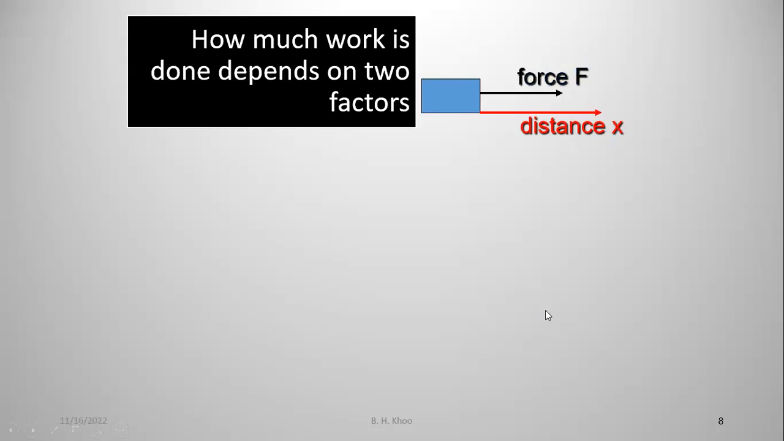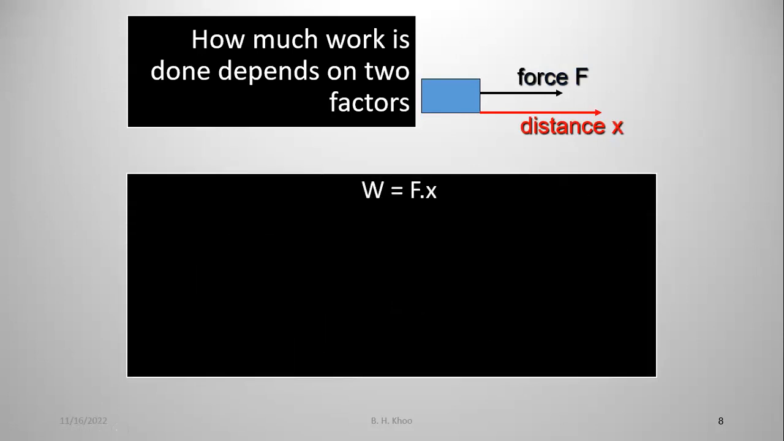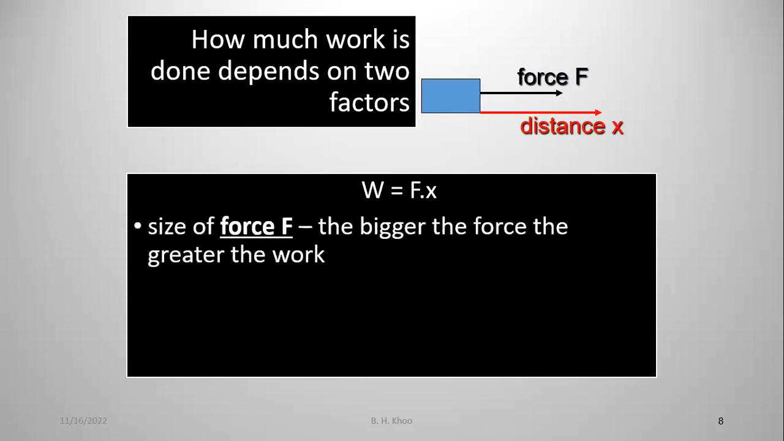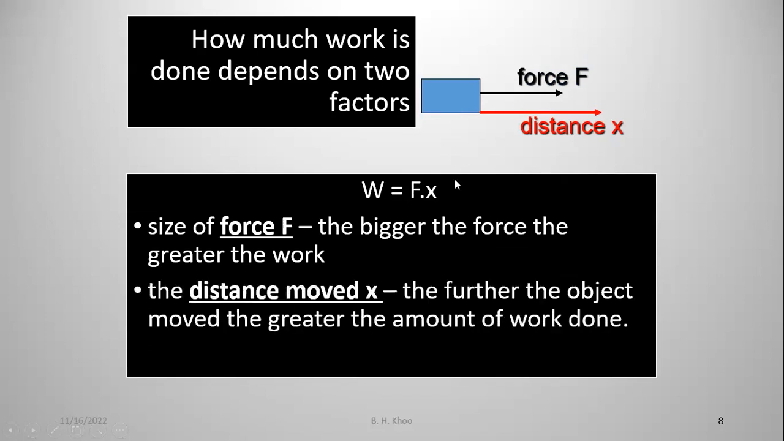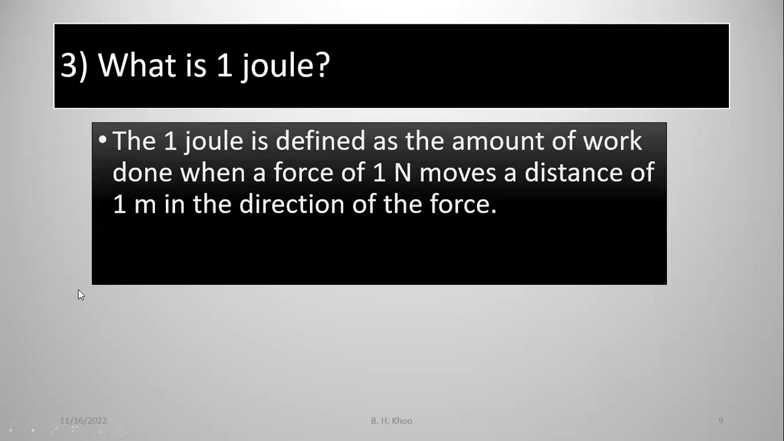How much work depends on 2 factors. Right? Come to the formula: the size of the force. How big is the force? The greater the force, the greater the work. It depends on the distance moved, that x there. The further you move, the greater the amount of work. So 1 Joule is defined as the amount of work done when a force of 1 Newton moves a distance of 1 meter in the direction of the force.